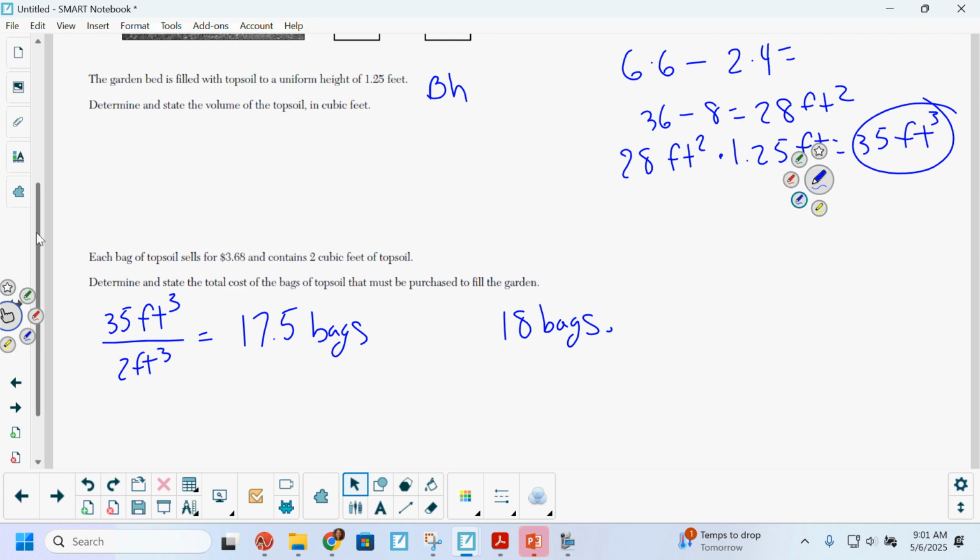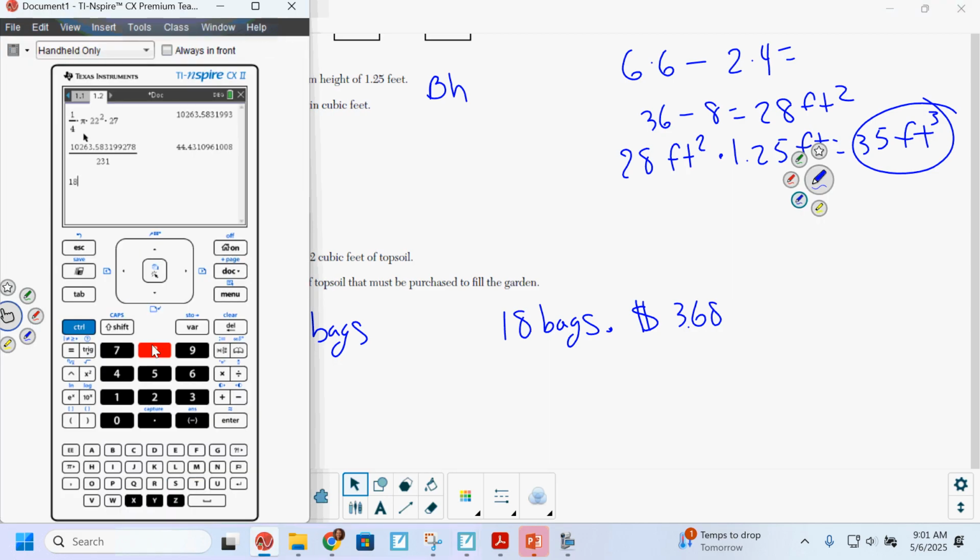So 18 bags times $3.68. So 18 times $3.68 gives me $66.24.